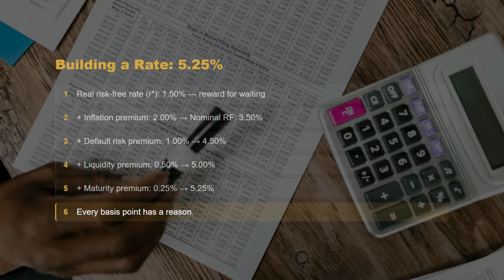Step 3. This is a corporate bond, so we add the default risk premium. The company has some risk of default, 1%. We are at 4.5%. Step 4. This bond is not very liquid, not many buyers and sellers. Add 0.5% liquidity premium, 5%. Step 5. The bond matures in 10 years, so we add a 0.25% maturity premium. Final required rate, 5.25%. That is where the 5.25 came from. Every basis point has a reason.